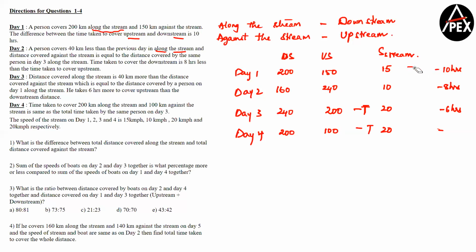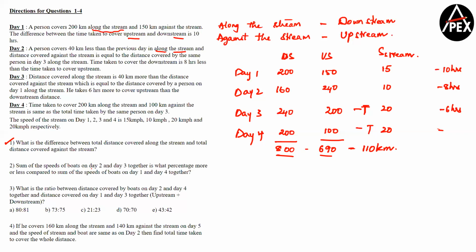Clear. Now, first question: what did he ask? What is the difference between the total distance covered along the stream and against the stream? He's asking for the difference between these two. This is 360, 600, so 800, and this will be 90, 690. So the difference between the total distance covered downstream and upstream is 110 kilometers.